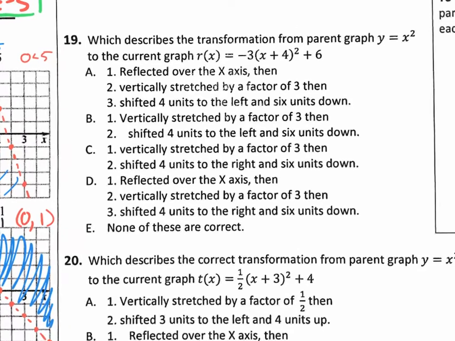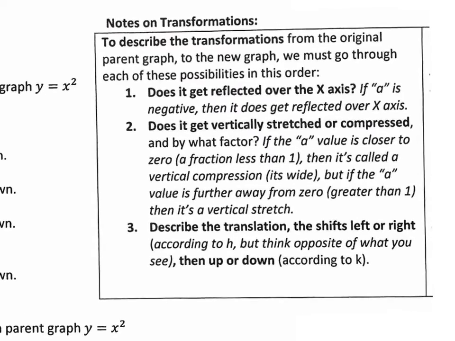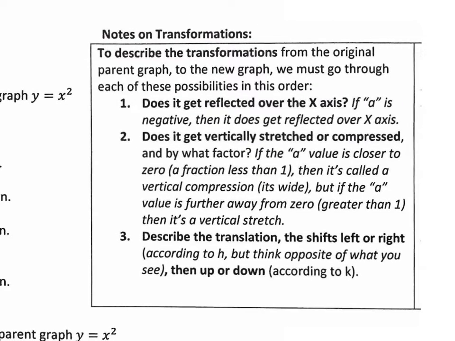Let's understand transformations. I cut and paste straight from the notes right here. To describe transformations, you got to look at your A value first. And your A value tells you 2 different things, right? If the A value is negative, then it gets reflected over the x-axis. In addition to that, if the A value is closer to 0, it gets wider, which means vertically compressed. If your A value is further away from 0, then it gets vertically stretched. So let's understand how that A value tells us these first 2 things, and that's what we need to describe. Now the last one's easy. It's just the H and K shifts.